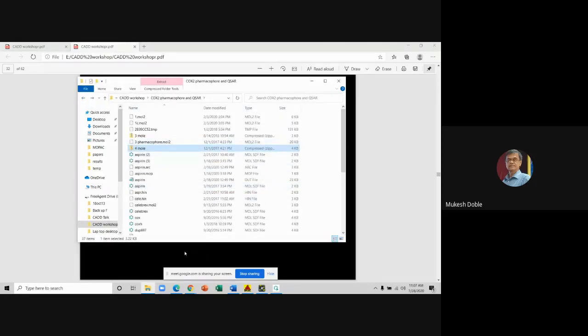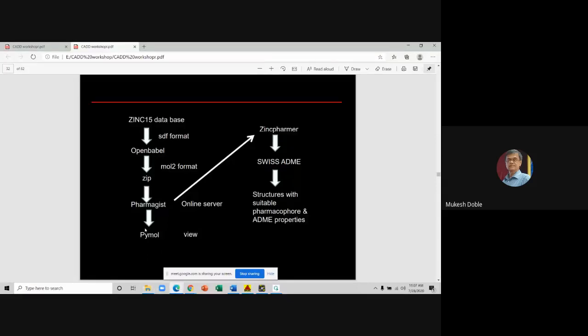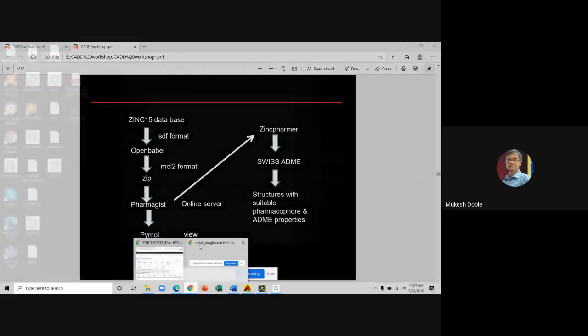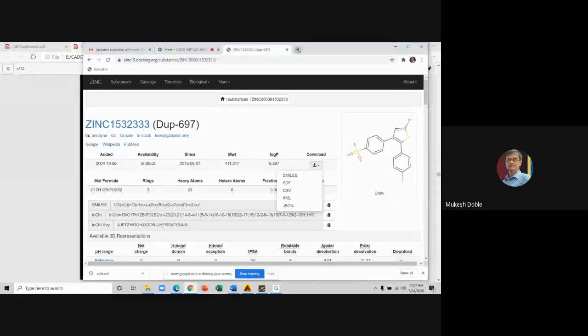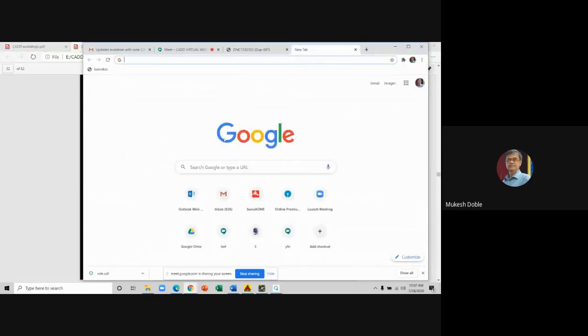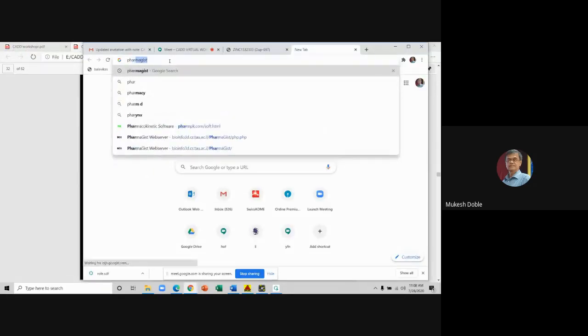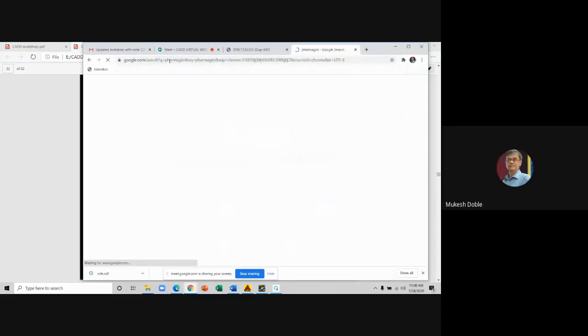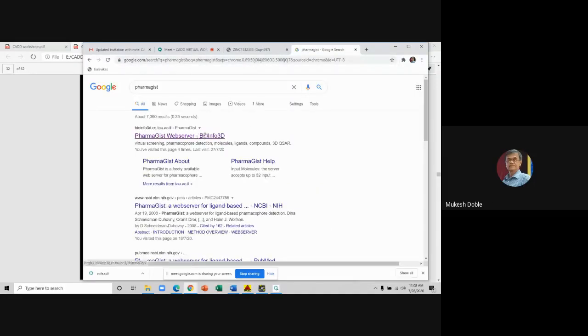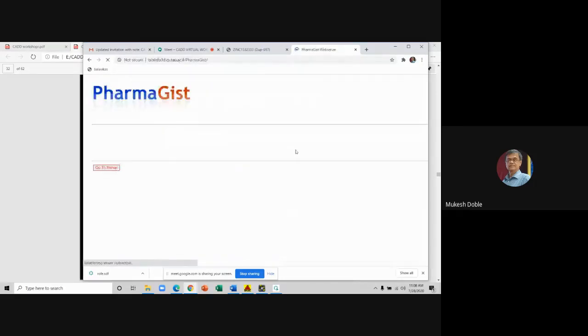Now I go to Pharmagist. That's the server program which I go to. It's called Pharmagist, and then I will upload the file. Can you see this Pharmagist web server?